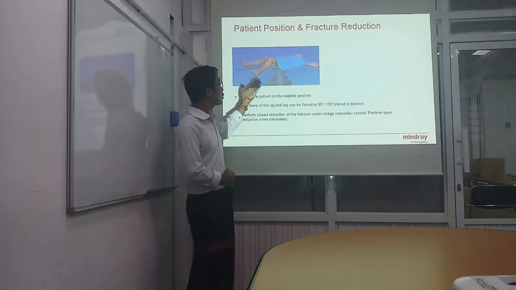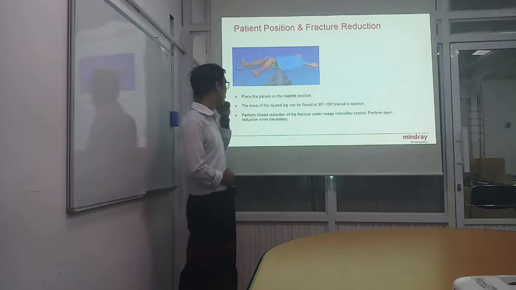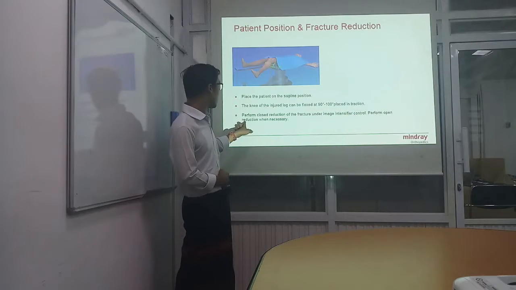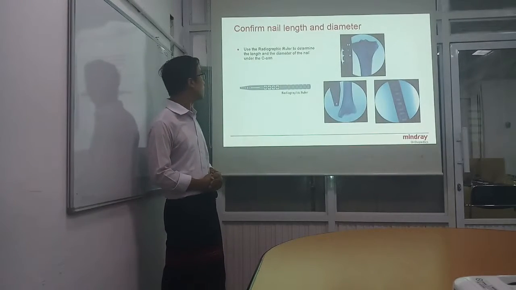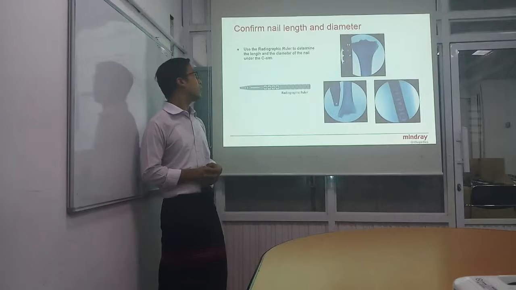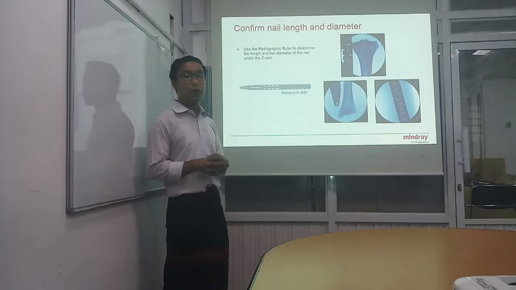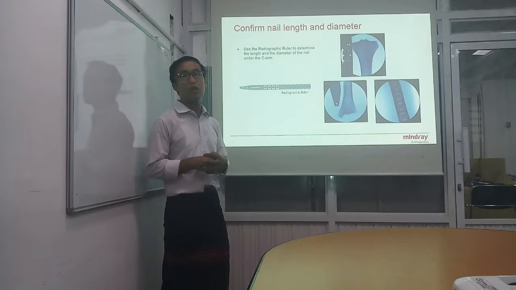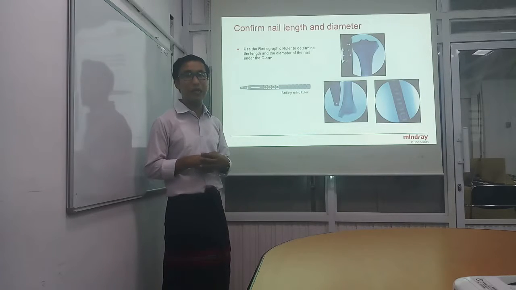This is patient position and fracture reduction. Place the patient in the supine position, and perform fracture reduction, open when necessary. Use the radiographic ruler to determine the length and diameter of the nail in cm. The nail diameter may be 8, 9 or 10 millimeter, with lengths of 228 millimeter, 300 millimeter, 320 millimeter and 340 millimeter respectively.